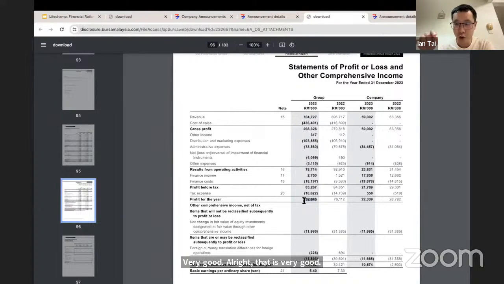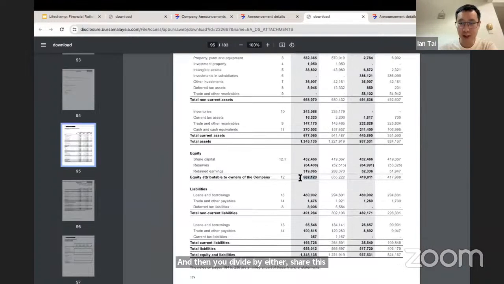Now I'm going to go on to return on equity. So return on equity, what do you need to do? You have to take profit for the year, which is 52645, and then you divide by the shareholders' equity, which is 687,123. Type in the chat box, what is the return on equity for this stock? Okay. So the return on equity is 7.66%. Very good. So guys, now you know how to calculate all these things already.